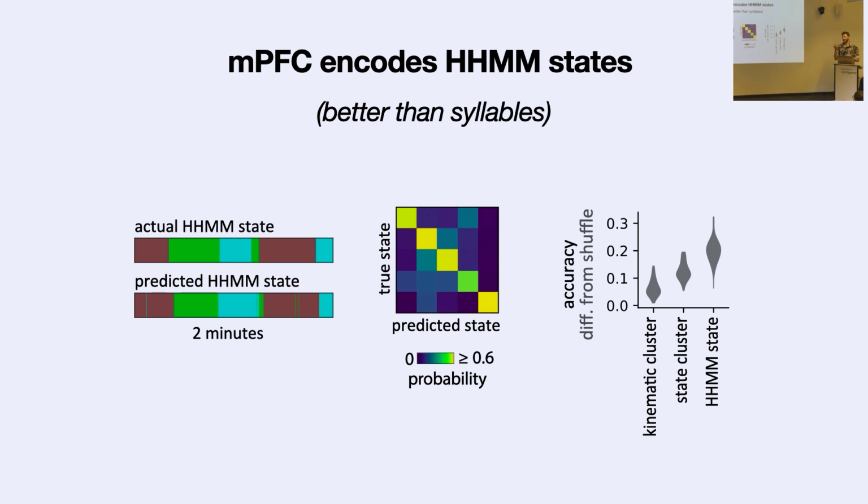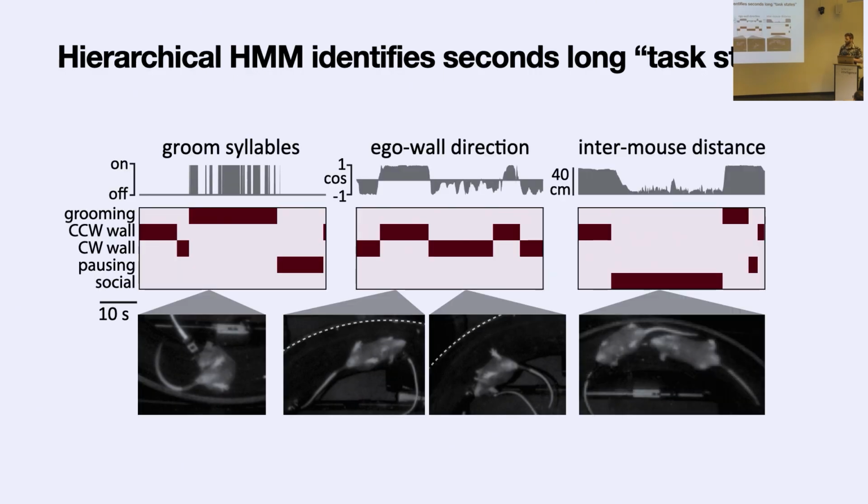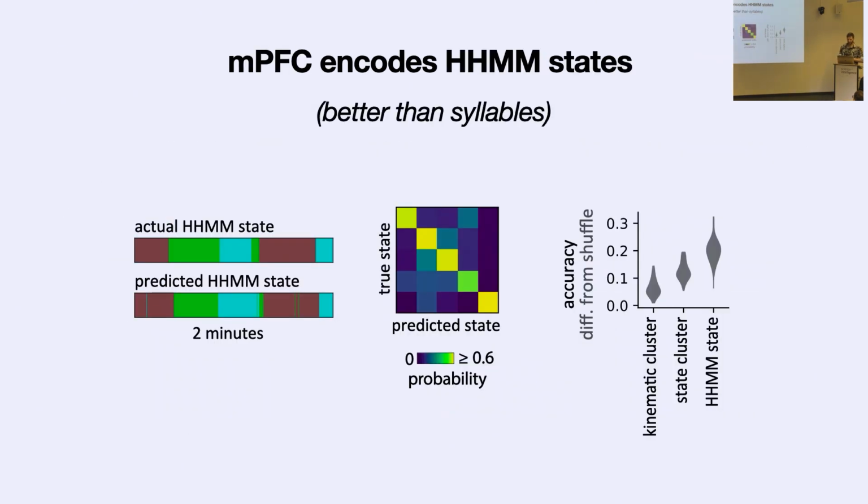One is, you can take syllables and, instead of determining five states using this higher order model, just group them into five clusters based on how similar they are to each other. So for example, in that case, you also get a grooming cluster, but it has these fast dynamics. It's not slow the way the HMM state is. And that does a lot worse: if you try to decode that from neural activity, you can't do it as well.